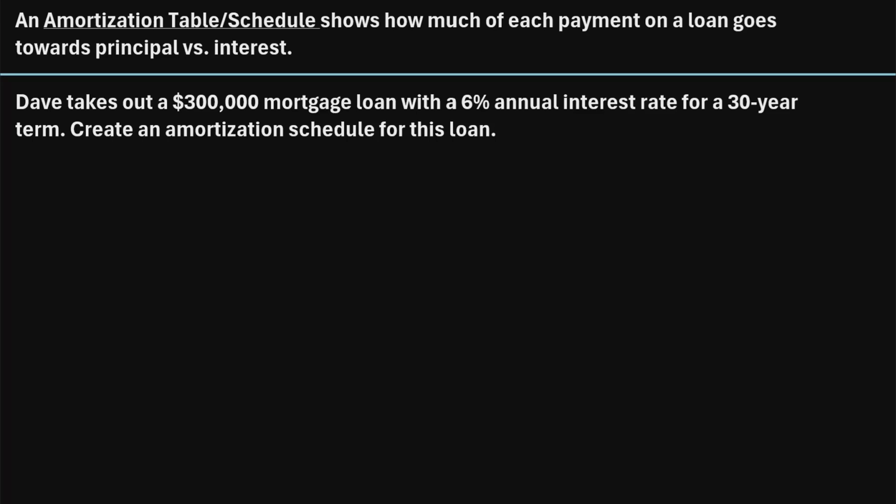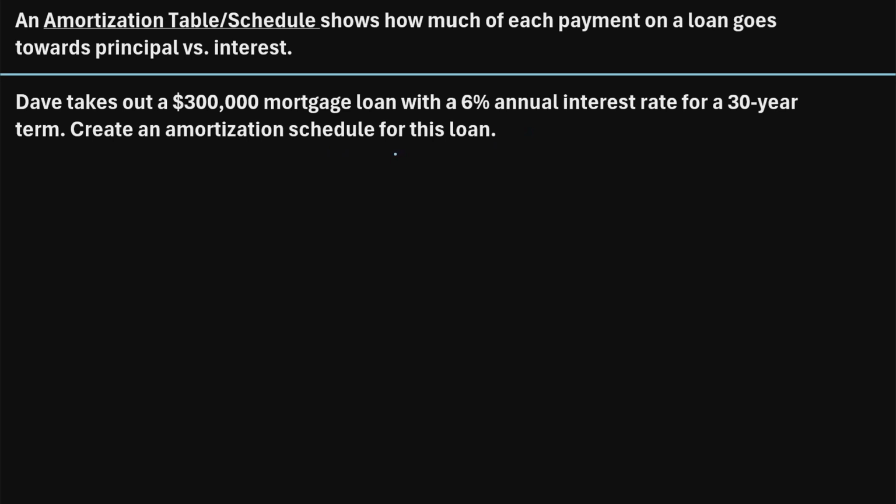In this video, I will explain how to create an amortization table by hand. An amortization table, sometimes called an amortization schedule, shows how much of each payment on a loan goes towards principal versus interest. Let's take a look at an example. Dave takes out a $300,000 mortgage loan with a 6% annual interest rate for a 30-year term. Create an amortization schedule for this loan.